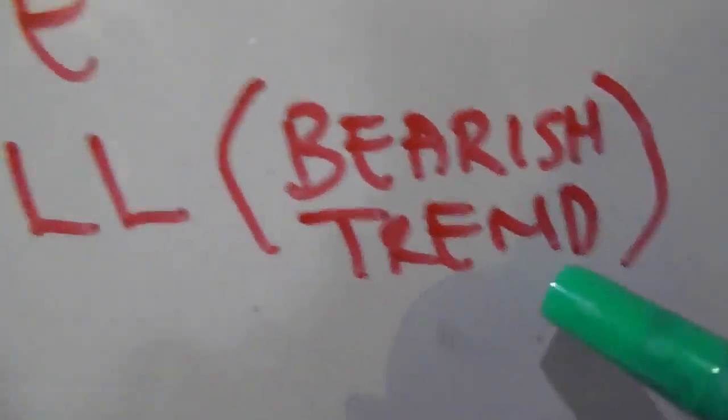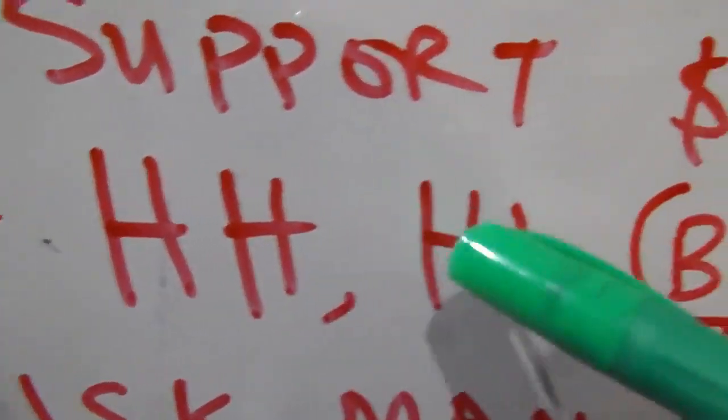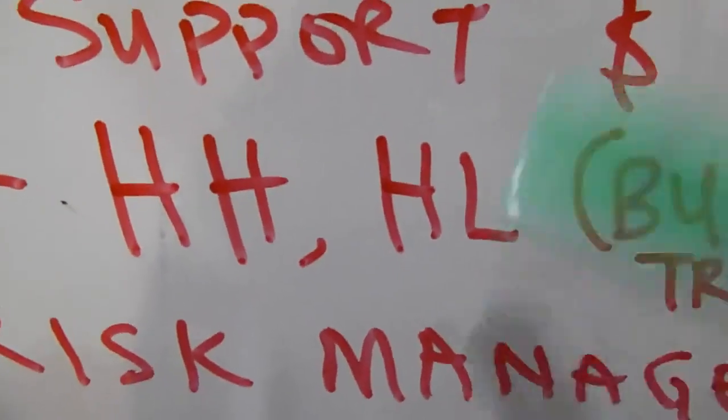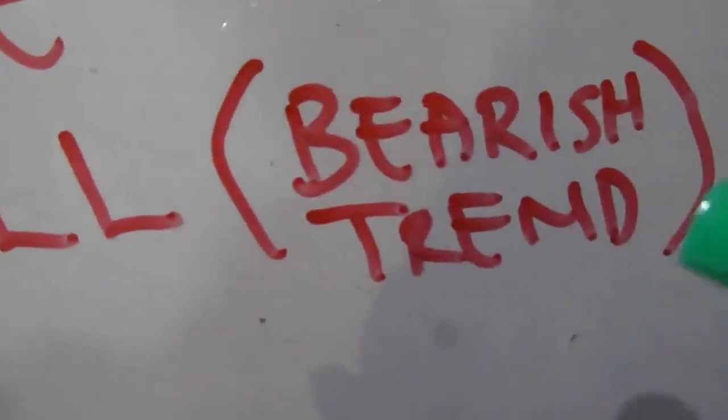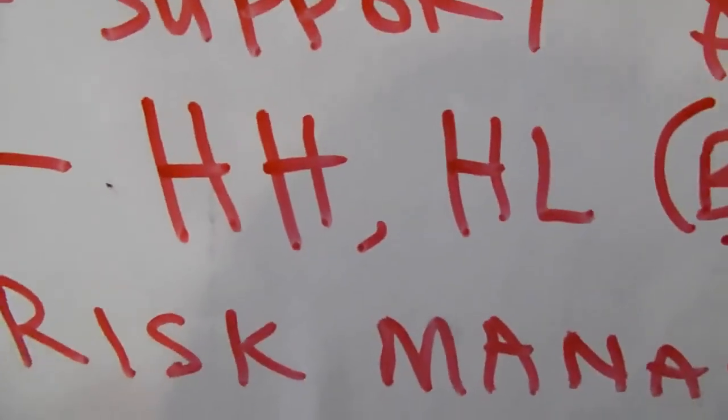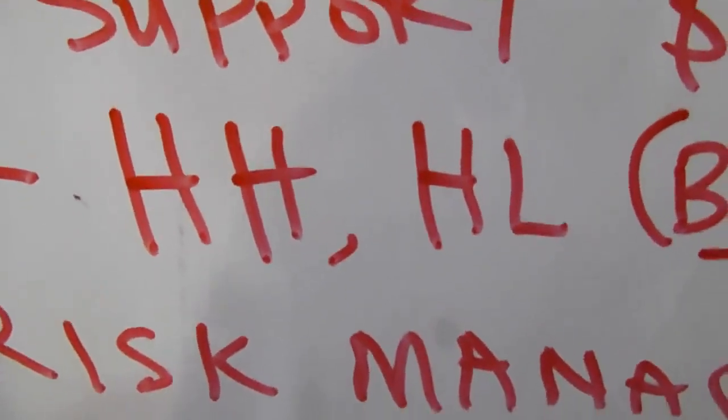This is your bearish trend. Once you are able to identify a higher high, higher low, higher high, higher low formation on the chart on the smaller time frame, you know the price is bullish. On the other hand, if you are able to identify lower high, lower low on the lower time frame, you know that the price trend is bearish. So that plays a very significant role in your trading, in your day, whenever you are trading.